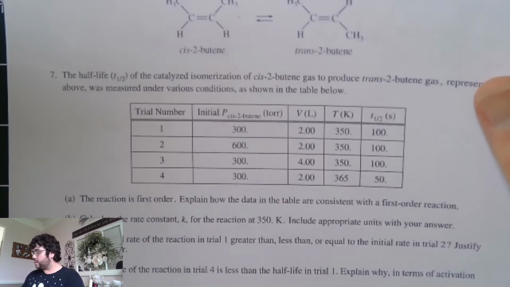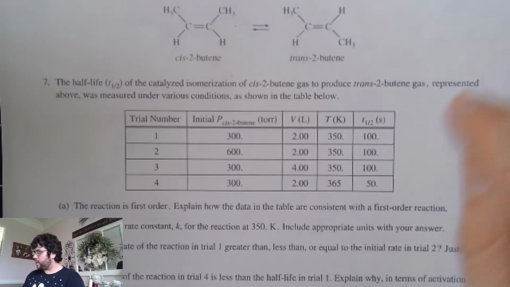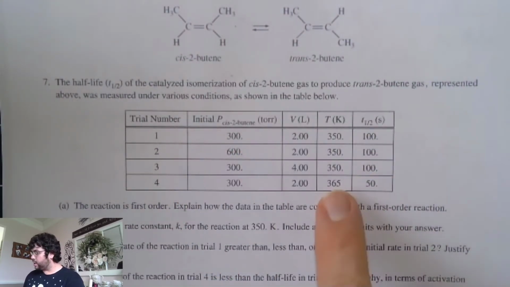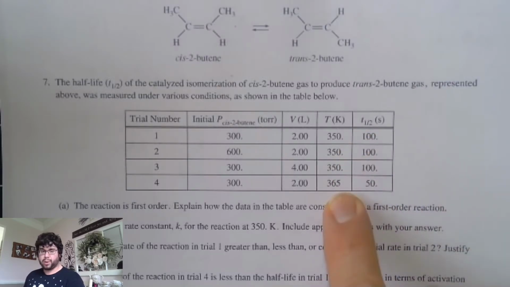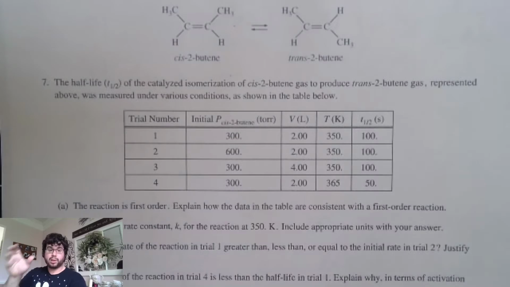Now, when I first looked at this, I said, that's interesting. We've got trials 1 through 3 here. And the big thing is, in trials 1 through 3, the temperature's the same, but it changes in number 4. So I'm actually going to throw out number 4, because when we change the temperature, we're going to change the kinetic energies, and we're going to change activation energies and stuff like that. So that one really is not going to be used.